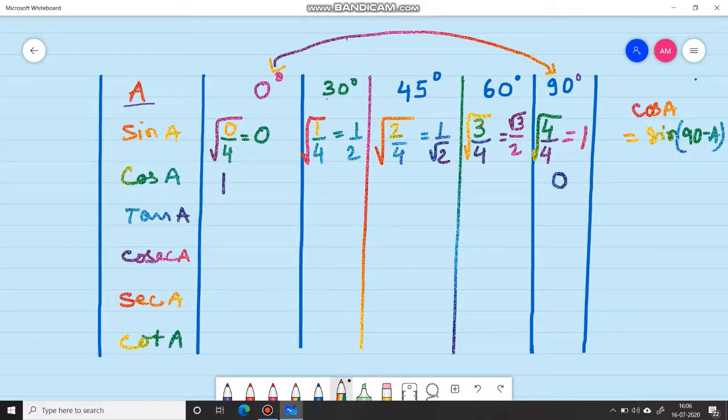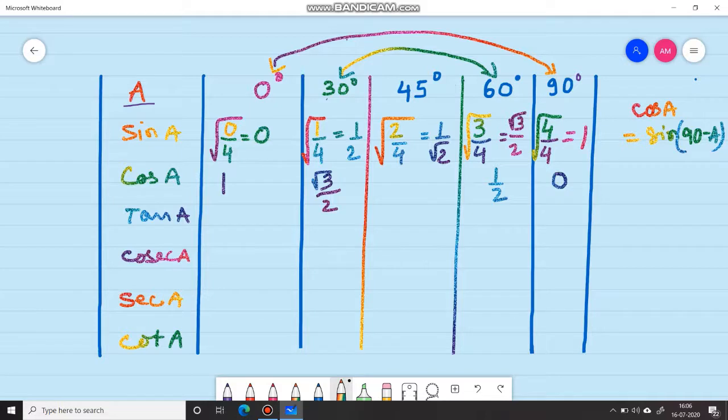Next, these two will be interchanged because if you take A as 30, cos 30 will be equal to sine 60, or cos 60 will be equal to sine 30. So you are getting 1 by 2 for sine 30. So this 1 by 2 will be equal to cos 60. This will go here and this will be 1 by 2, and this will become root 3 by 2.